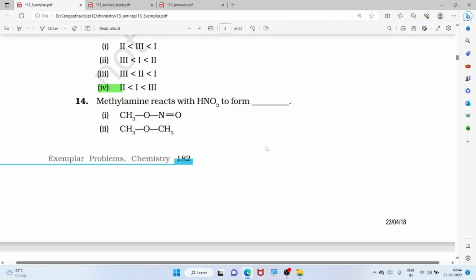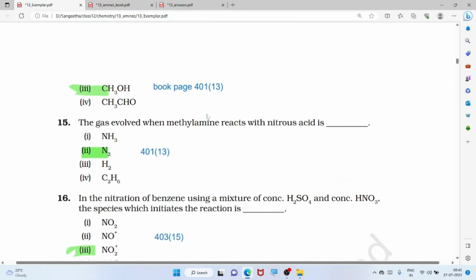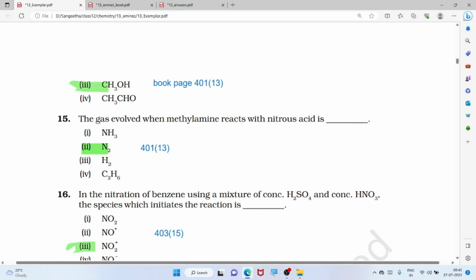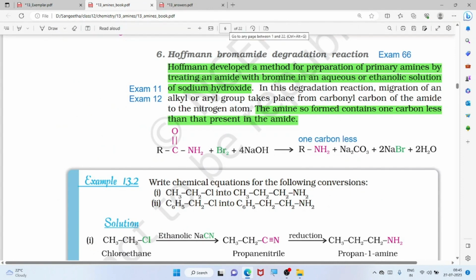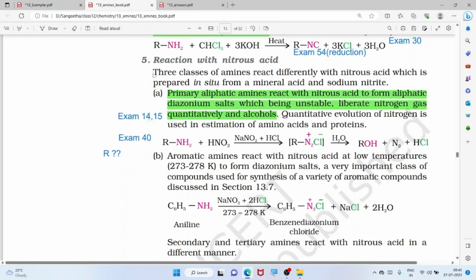Okay, question number 14. Methylamine reacts with HNO2 to form this alcohol, methanol. Okay, the primary aliphatic amines react with nitrous acid to form diazonium salt, so there is an alcohol here.